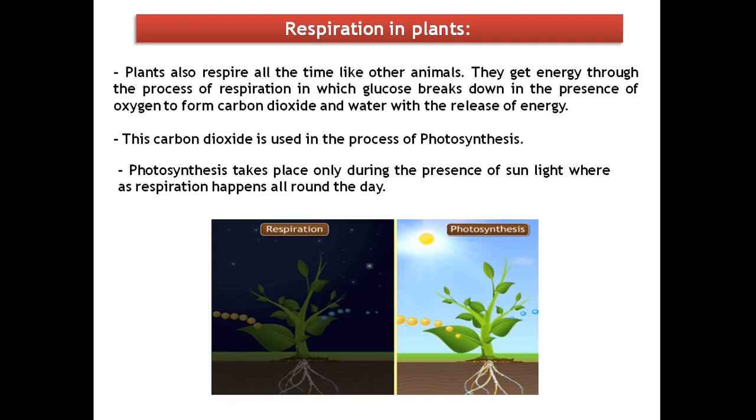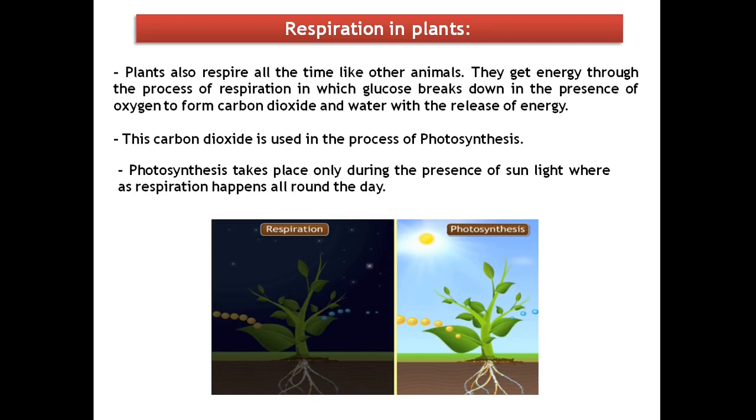The plants get energy through the process of respiration, in which glucose breaks down in the presence of oxygen and forms carbon dioxide and water with the release of energy. This energy is used by plants for carrying out various life processes. During photosynthesis, plants take carbon dioxide and release oxygen. But for respiration, they utilize oxygen and release carbon dioxide like other animals.